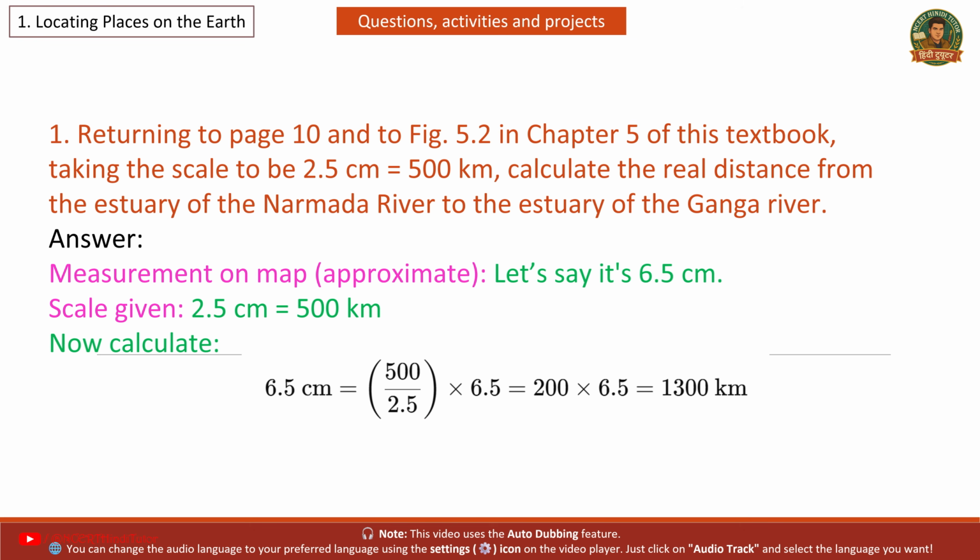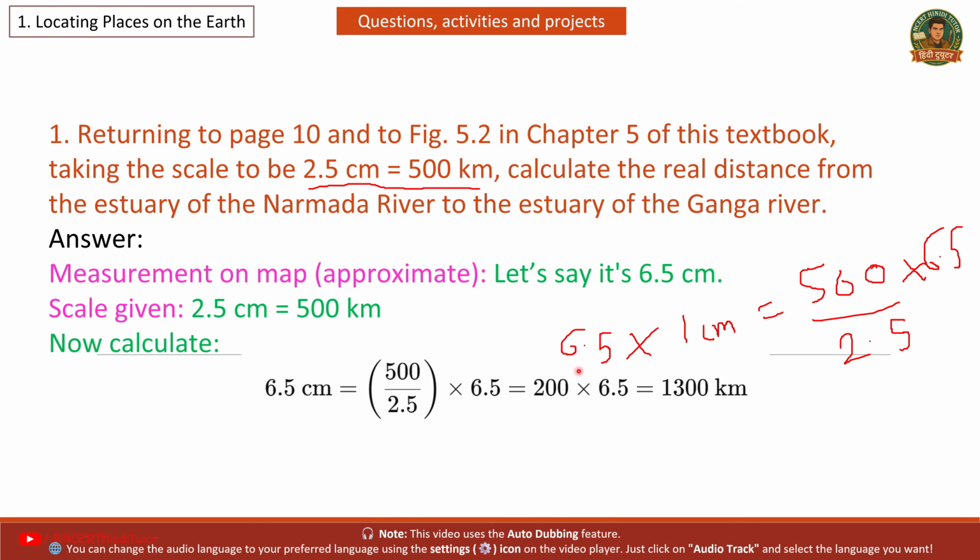So friends, here is given 2.5 cm is equal to 500 km. So 1 centimeter is equal to 500 divided by 2.5. And if we multiply both sides with 6.5, that's how we get 6.5 centimeters in kilometers. So after solving, we get 200 multiplied by 6.5 is equal to 1300 kilometers. The real distance is approximately 1300 kilometers.